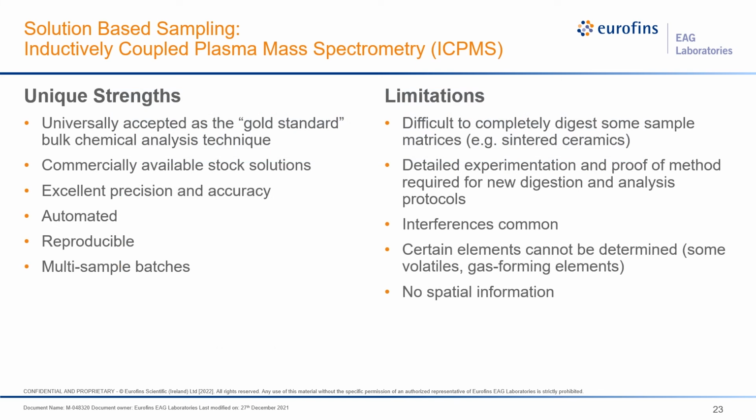ICP-MS's unique strength is that it's universally accepted as a gold standard bulk chemical analysis technique with excellent sensitivity and high degrees of accuracy and precision. However, there are some limitations to the technique. Some limitations include the inability to provide spatial information in solids, difficulty in determining gas-forming elements, and dependency on achieving 100% dissolution during sample preparation.